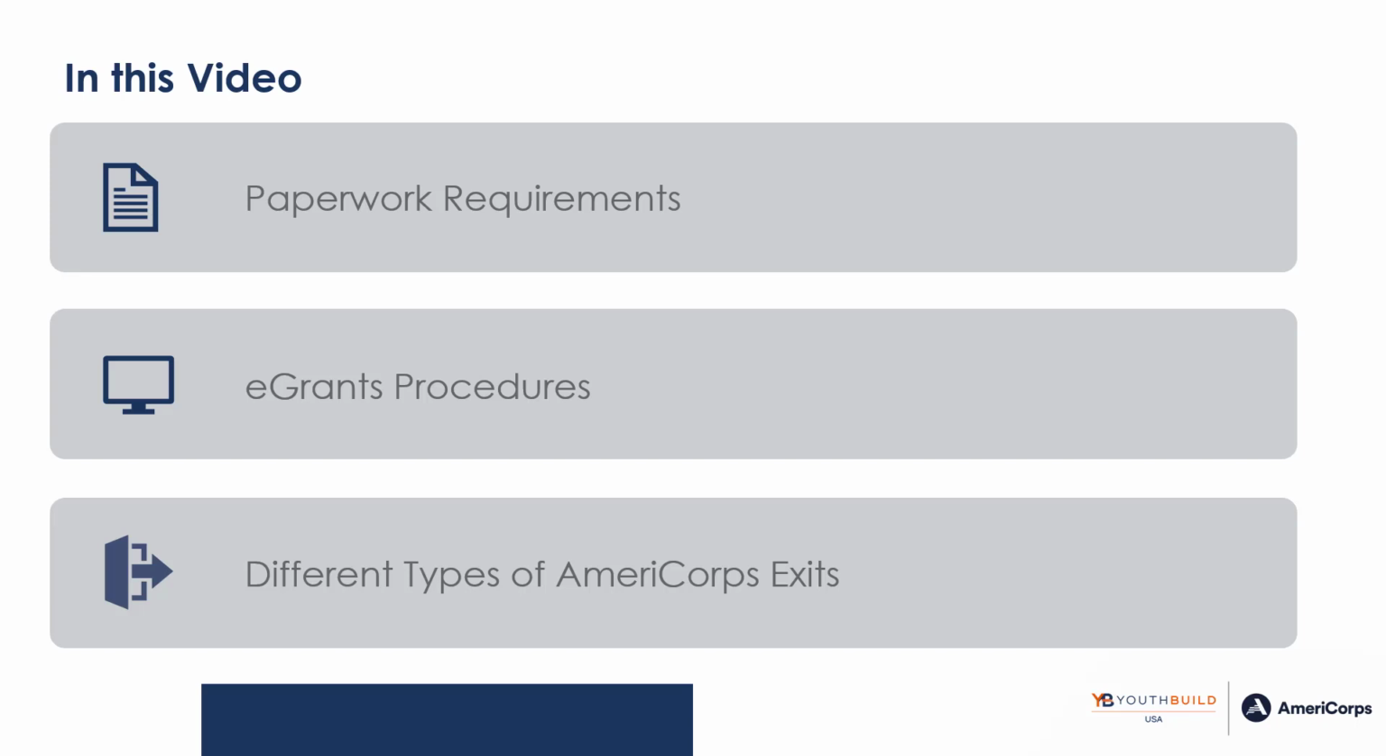I will begin by briefly discussing the basic paperwork requirements for all AmeriCorps member files, so what you need to have in member files prior to initiating their online eGrants exit. Then we're going to spend most of the video detailing the eGrants procedures for exiting an AmeriCorps member from that online system. In the last part of this video, we're going to dive into the different types of exits that are available for our YouthBuild AmeriCorps members and specific requirements for each type of exit.